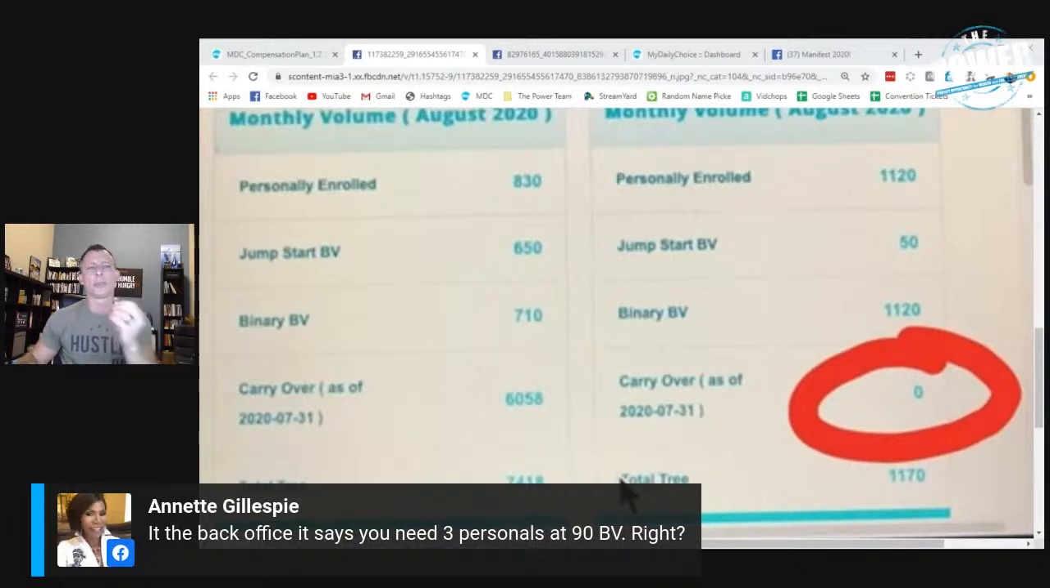In the back office, it says you need 3 personals at 90 BV. That is for rank. So yes, Annette, for 5K affiliate to rank up, you need to have the 5,000 in volume, and you also need to personally enroll 3 people. Those 3 people, doesn't matter what leg they're in. You just have to personally enroll 3, and they each have 90 every month. If one of them drops off, guess what? You got to go find a new one. You need 3 every month who do 90 every month for you to stay 5K affiliate and above. That has nothing to do, by the way, with binary qualification. That's just for your rank.